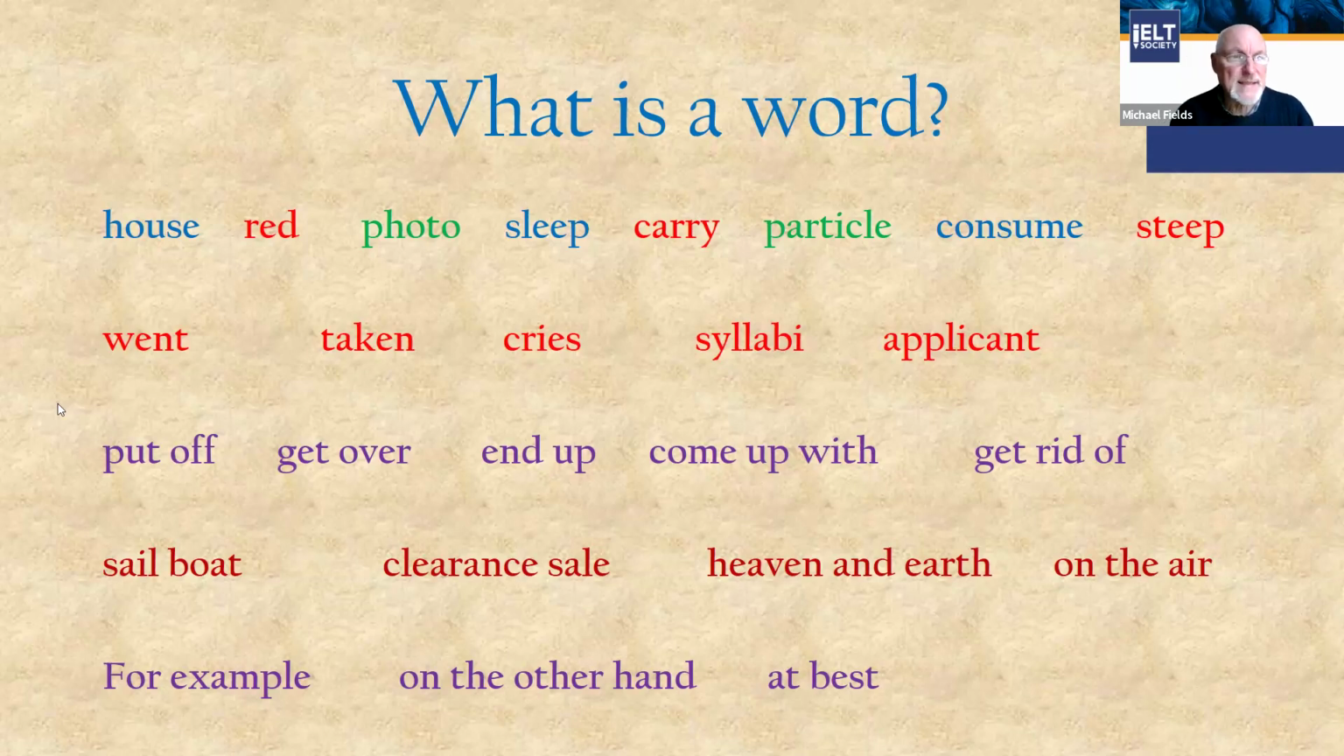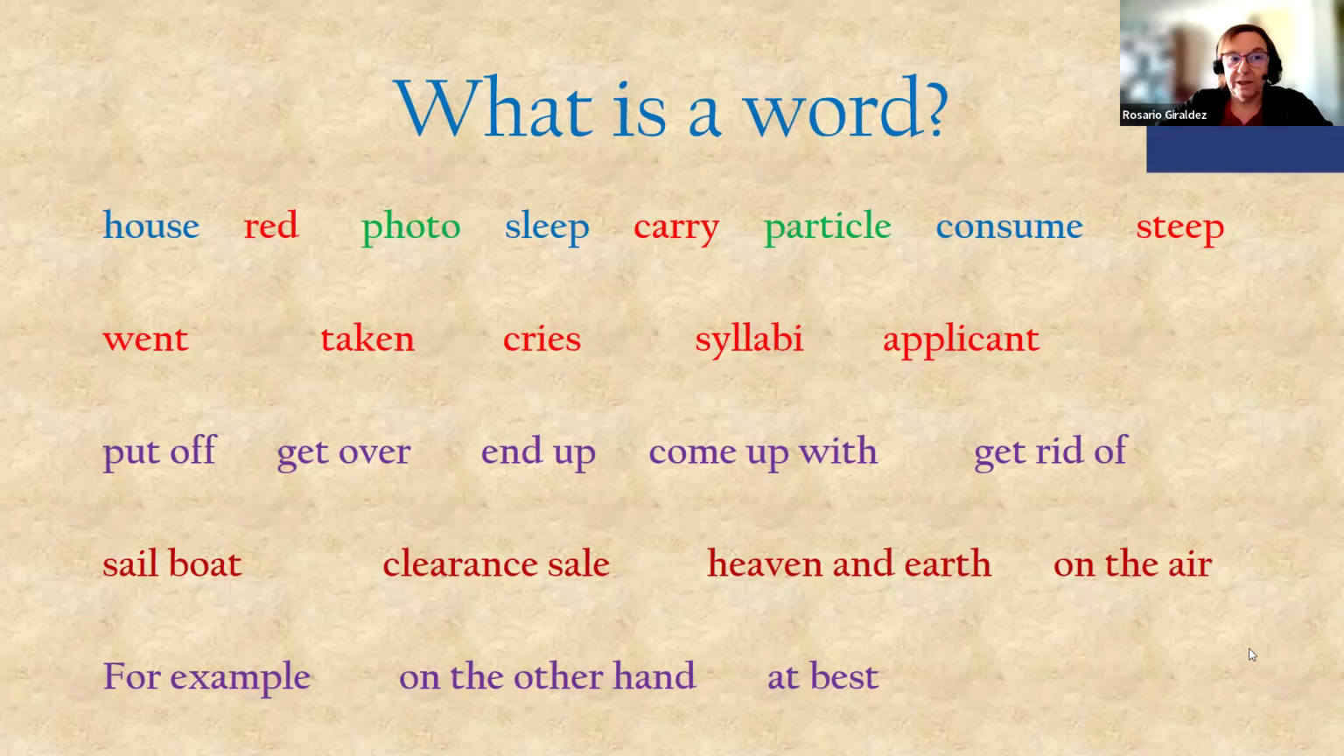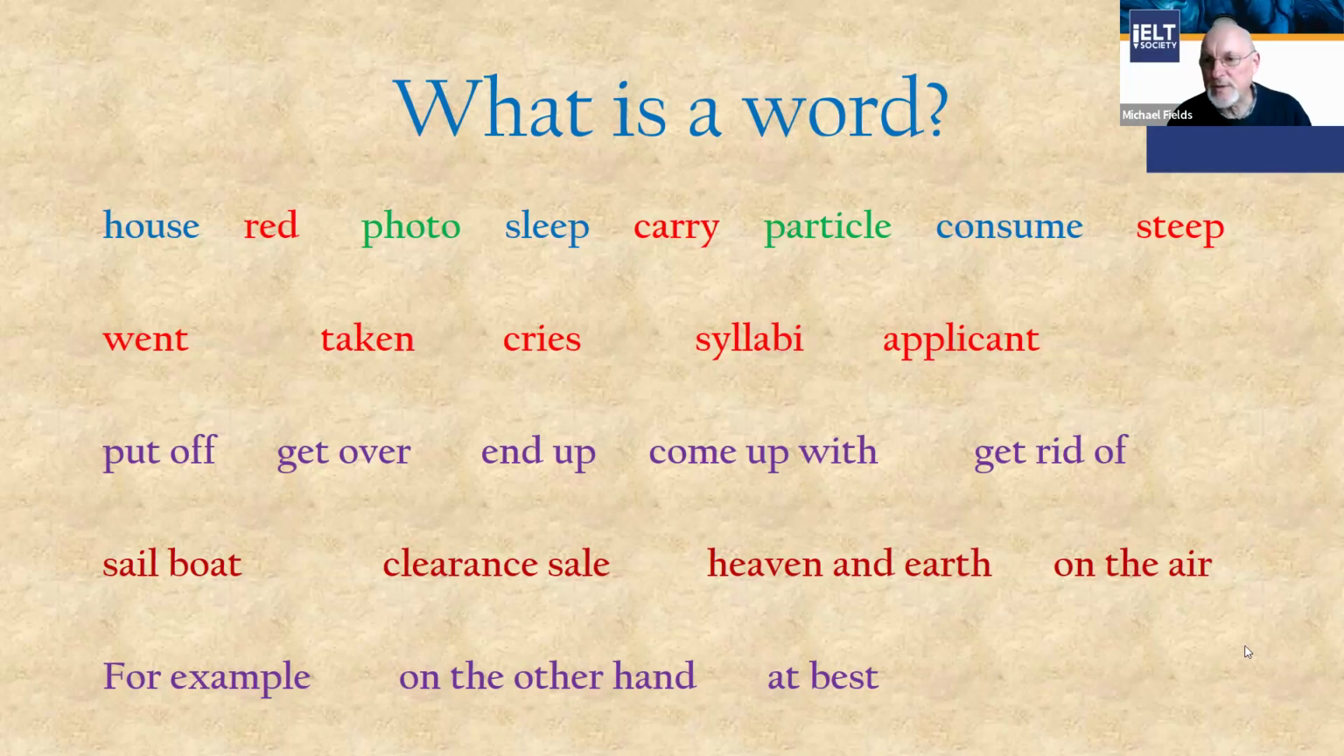Okay, let's think about, how about things like sailboat, or clearance sail, or heaven and earth, or on the air. How do you feel about testing these as vocabulary? I think they could be called lexical units too. So as such, they could be tested. Okay, wonderful. Anybody opposed to that idea?